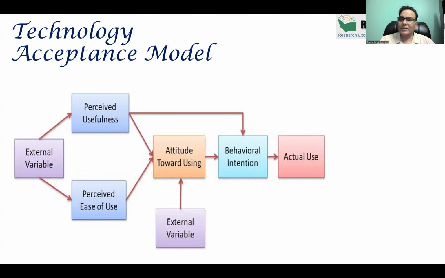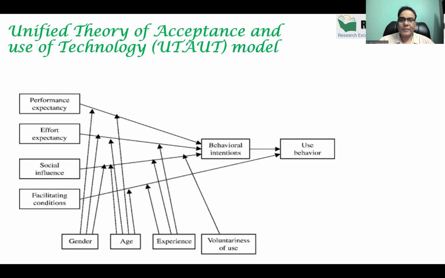Now, this model is a very old model. This model explains how people adopt technology, why people adopt technology. I'm not discussing this model because it is replaced by the UTAUT model. The UTAUT model says that there are four basic factors behind every acceptance of new technology.